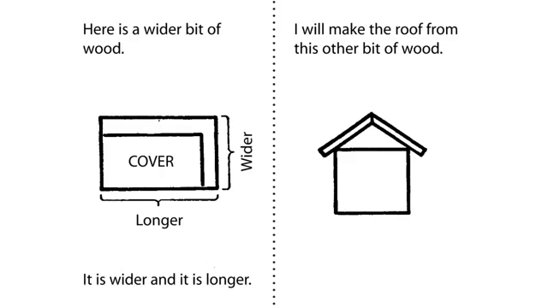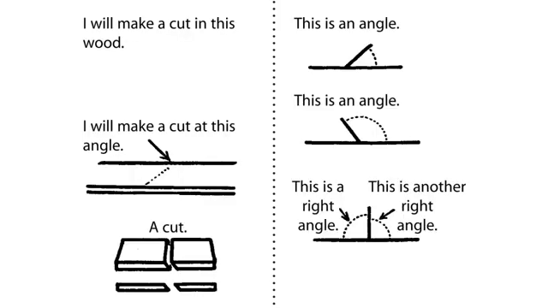Here is a wider bit of wood. It is wider and it is longer. I will make the roof from this other bit of wood. I will make a cut in this wood. I will make a cut at this angle. This is an angle. This is an angle. This is a right angle. This is another right angle.